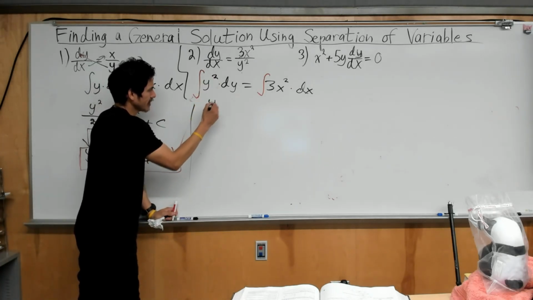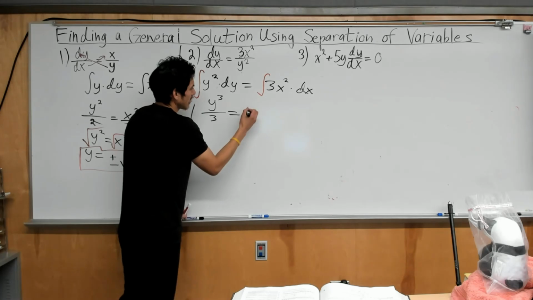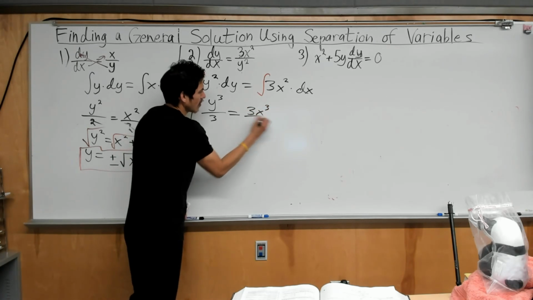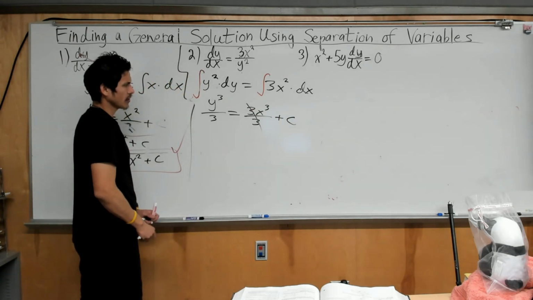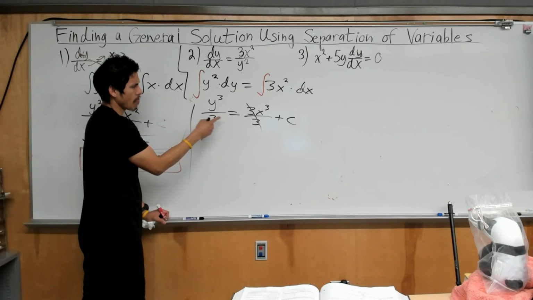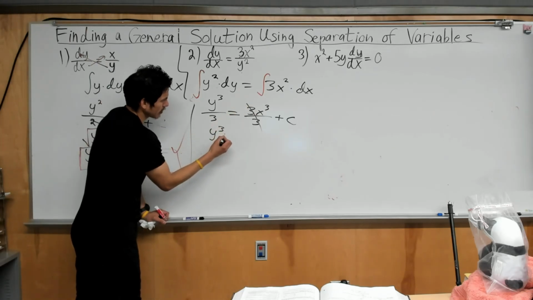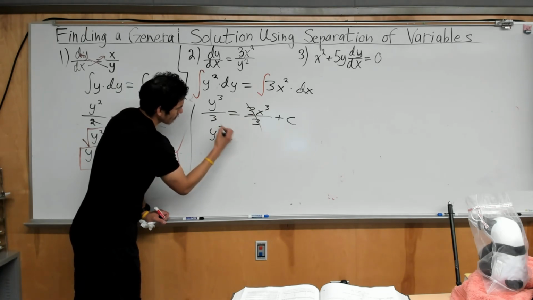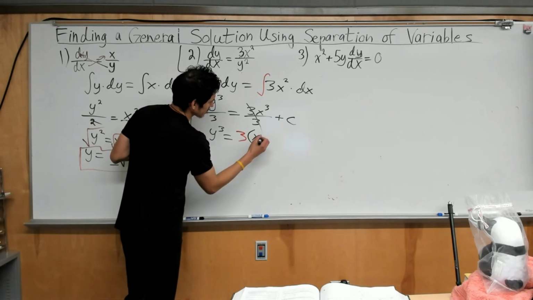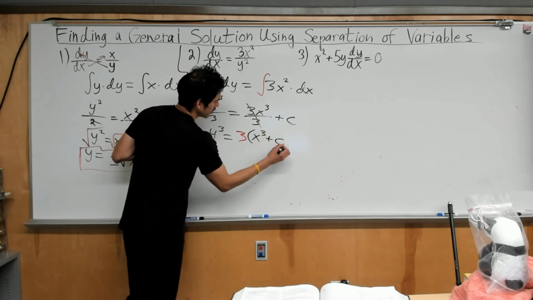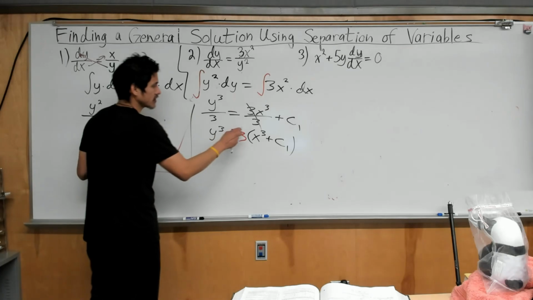Now let's integrate. So y cubed over 3 is equal to 3x cubed over 3 plus our constant c. These 3's cancel. We have cubes again. Multiply to the left by 3. We have y cubed is equal to 3 times x cubed plus c. Let's call this c1 because when you multiply by 3, you're going to get another constant.